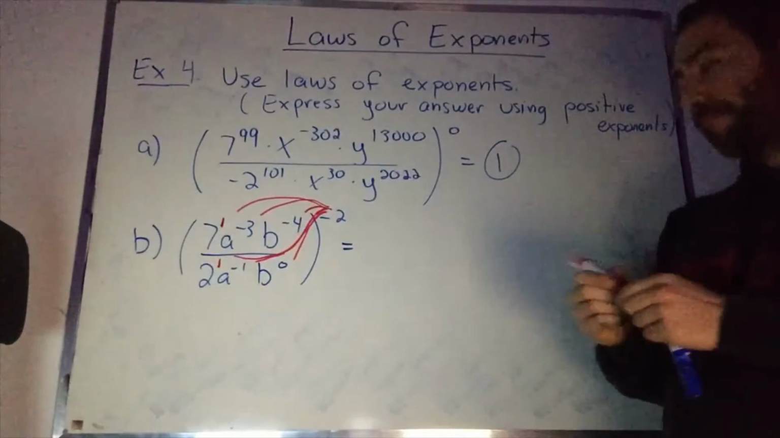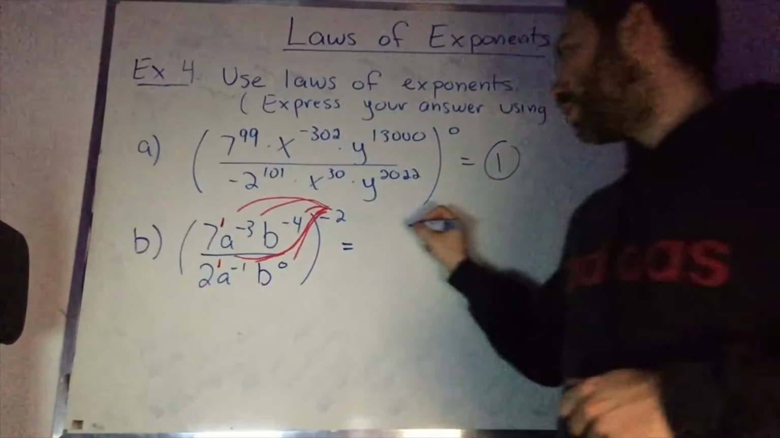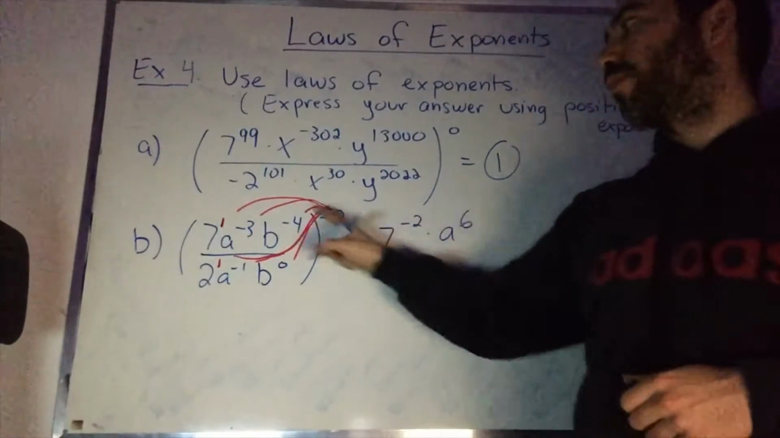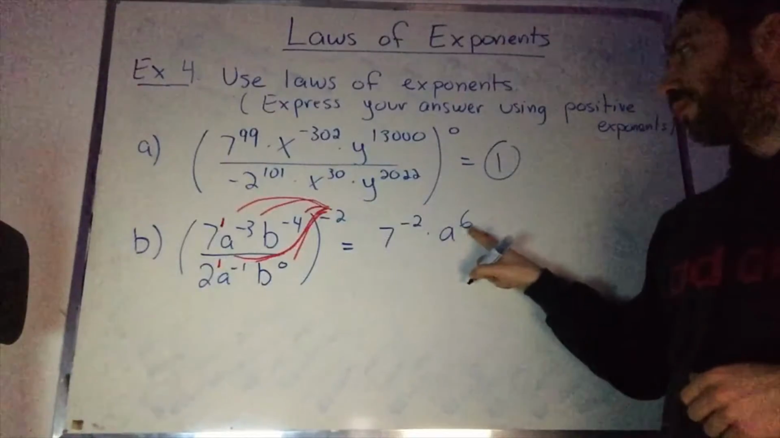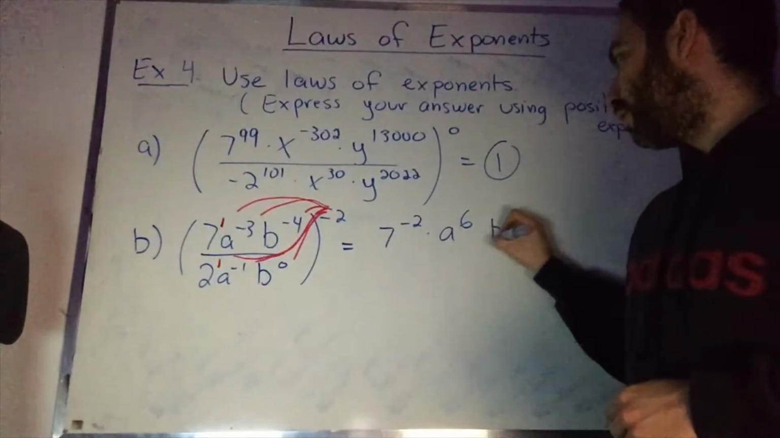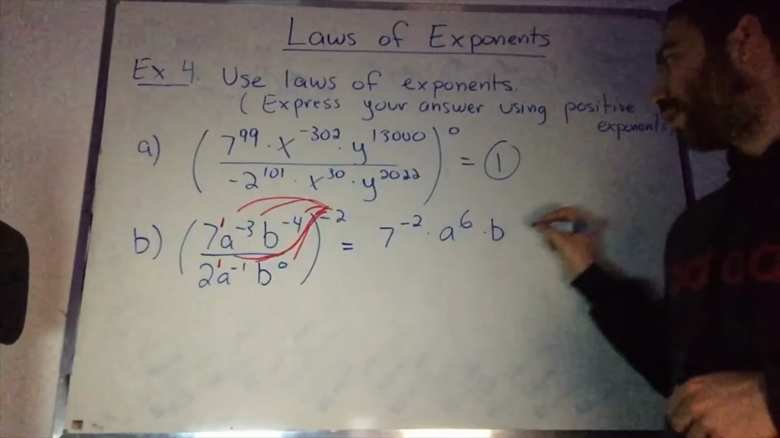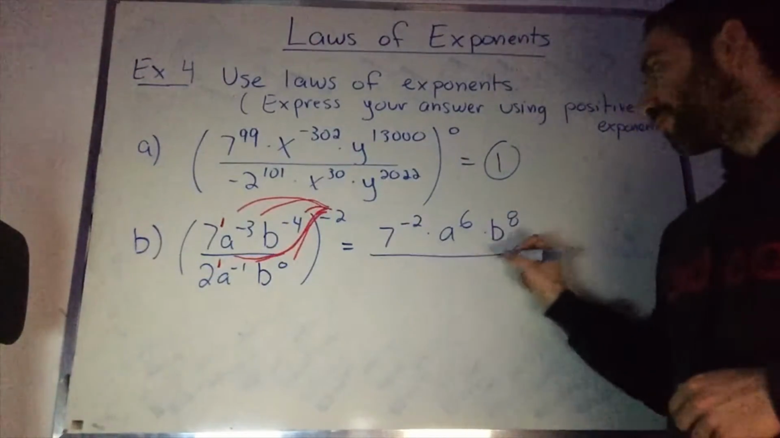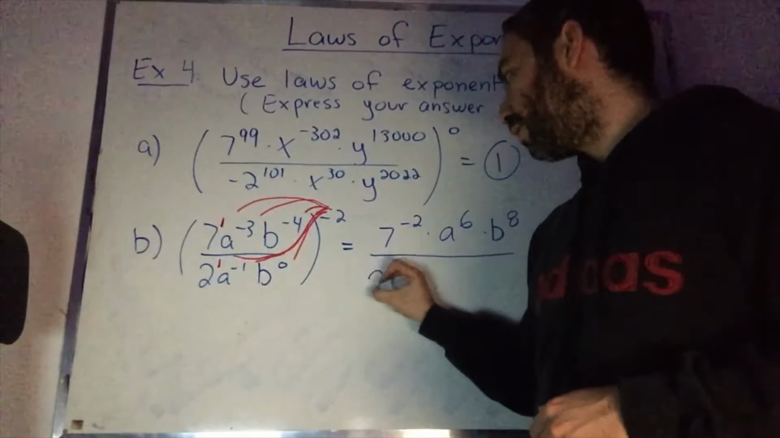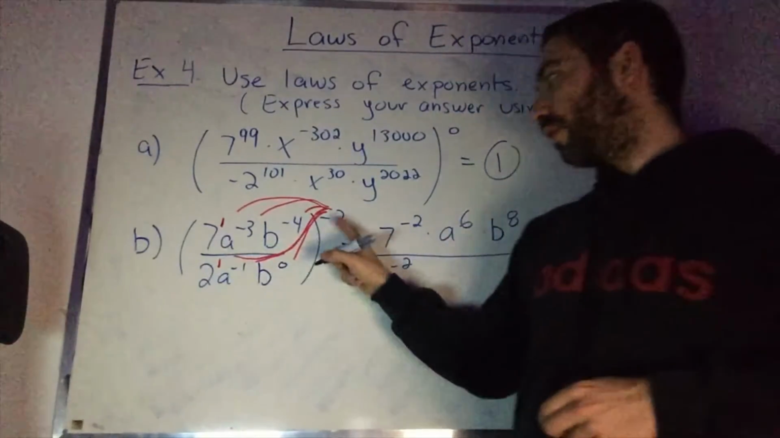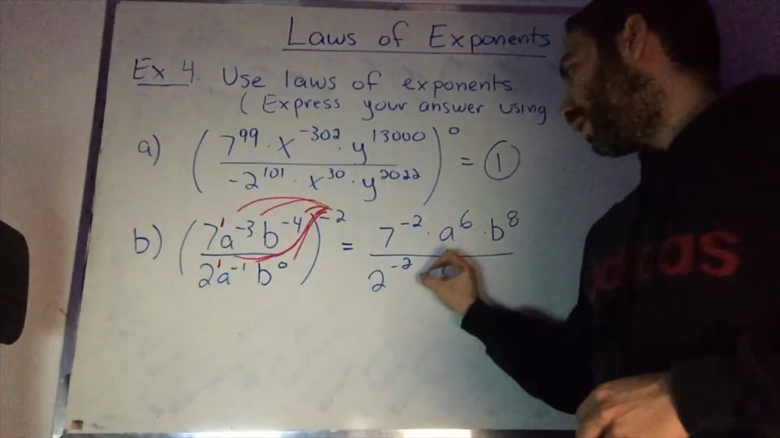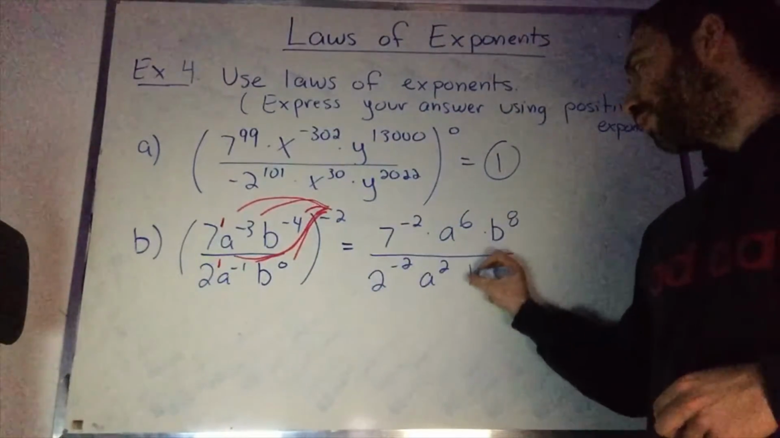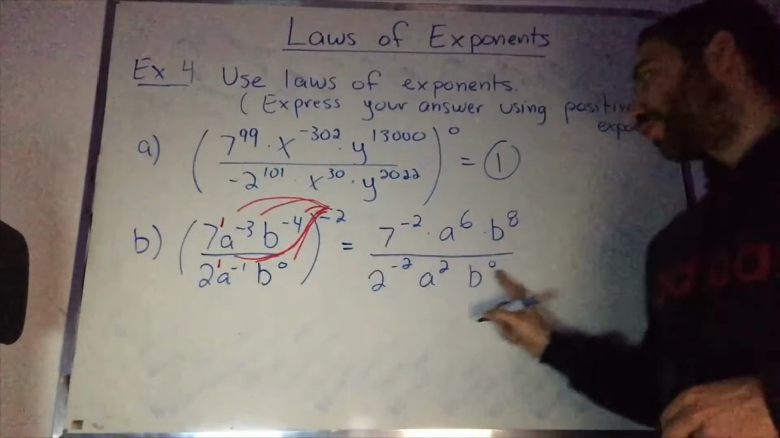Something like that. So what we get is 7 to the exponent -2 times a to the exponent 6. So remember, we're multiplying. -3 times -2 is +6. b to the exponent -4 times -2 is +8. 2 negatives make it positive. Divided by 2 to the exponent -2. -1 times -2, so a exponent +2. And b to the 0 times -2 is just 0.